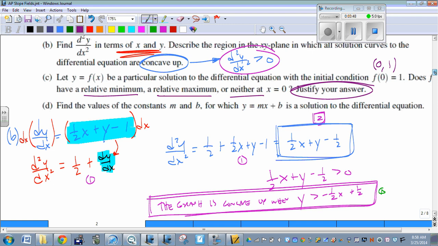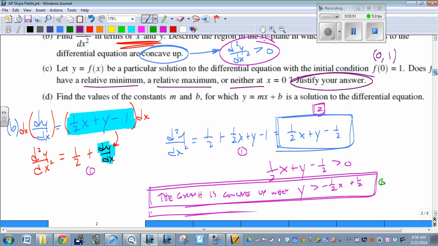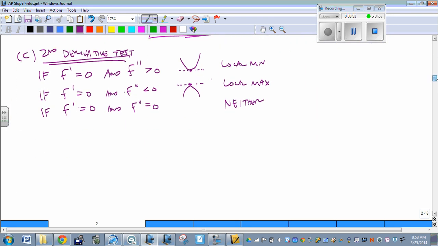We need to figure out two things. First, we need to figure out what's the derivative at 0, 1. So remember, our derivative, dy dx, is 1/2 x plus y minus 1. So we're doing this, our point is at 0, 1. So if we put 0 in for x, 1 in for y, we get 0 plus 1 minus 1, which is 0. So our first derivative is 0. So we know it's a critical value. It could be one of these points.